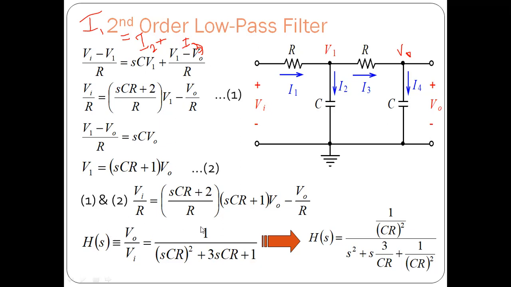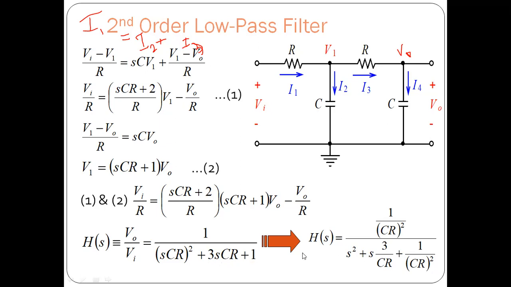we are going to get V naught by VA is equal to 1 by S squared C squared R squared plus 3SCR plus 1. So the transfer function will be 1 by CR whole square divided by S square. By dividing each term by CR squared, the C squared R squared will be cancelled, and here we are having 3S by CR plus 1 by CR square.